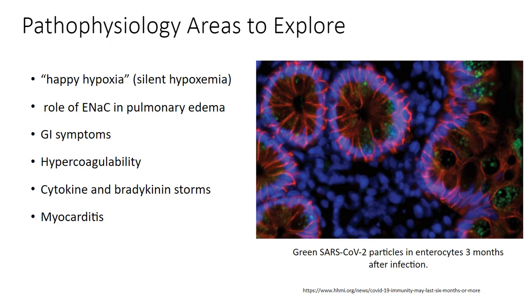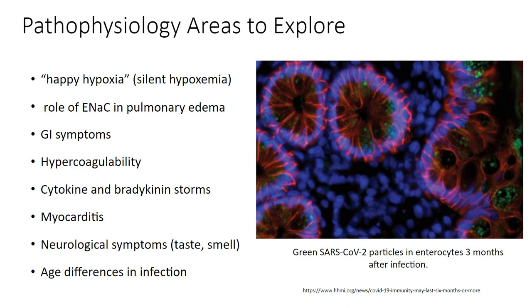Myocarditis, we said, has been one of the pathologies that's been well described, and the role of ACE2 in the myocardium is probably one of the reasons that the heart becomes a target. And then you've got the neurological symptoms, the loss of taste and smell that has been described as being characteristic as a first sign.